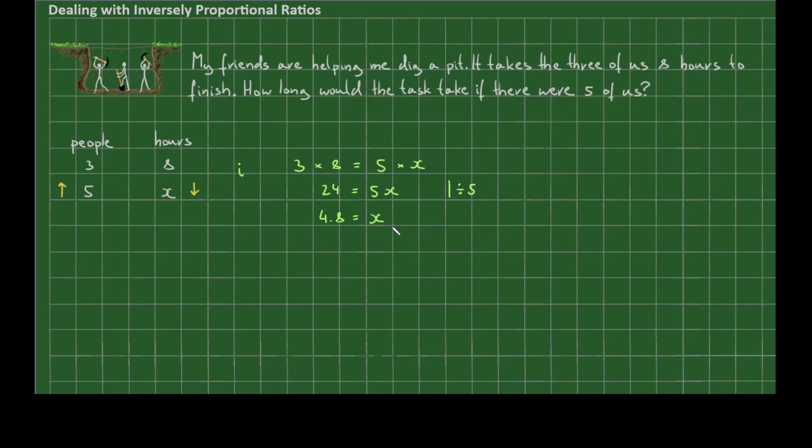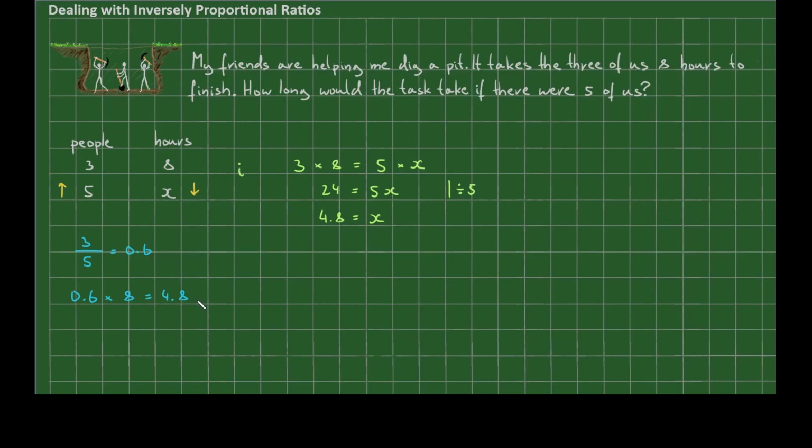As before, we can solve this problem by looking at the factor that is involved in the change. To determine the factor, I'm going to take the 3 and divide it by 5. That will give me 0.6. Now I can take that value and multiply it by 8. 0.6 multiplied by 8 is 4.8. We get the same result. Which method you choose to use is up to you.